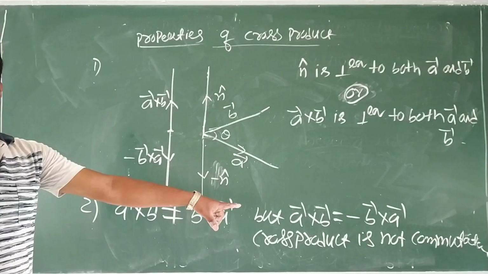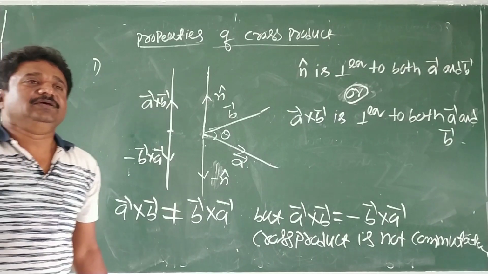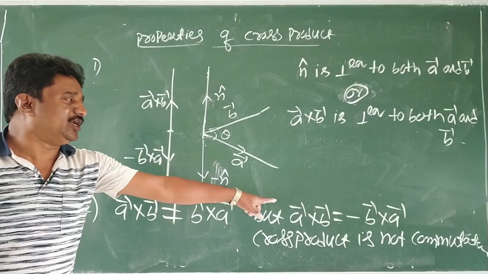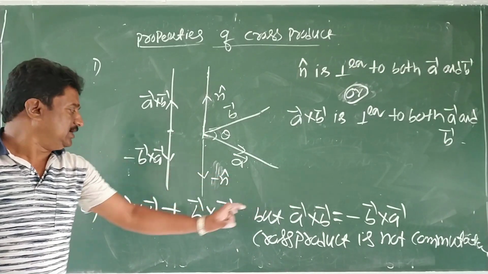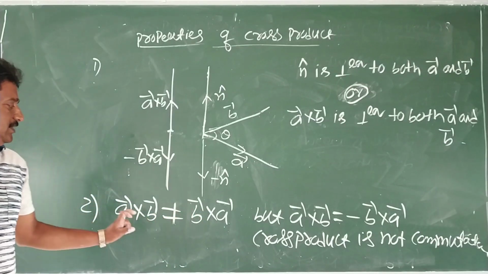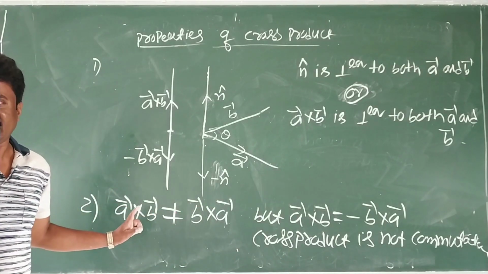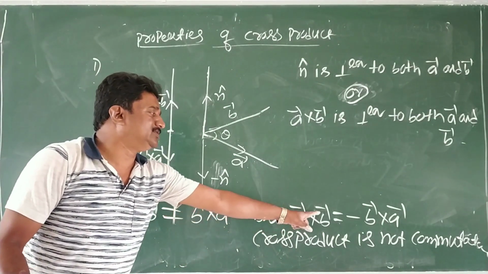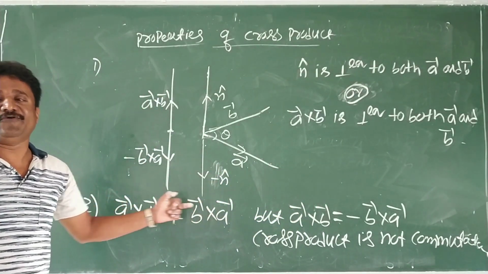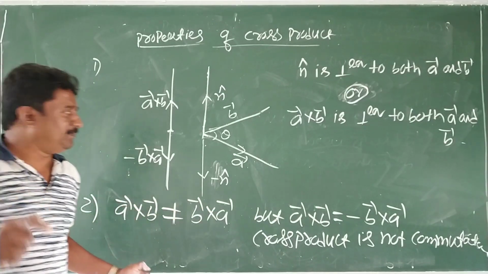I hope you understood this, friends. So the dot product is commutative. A dot B is always equal to B dot A, whereas A cross B is not equal to B cross A. A cross B, B cross A are completely different vectors, opposite vectors. A cross B means A to B, B cross A means B to A. The direction is exactly opposite. But A cross B is always equal to minus of what? B cross A. B cross A is the negative vector of A cross B. Keep that in mind.